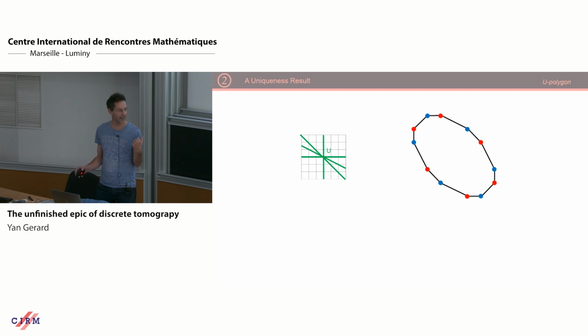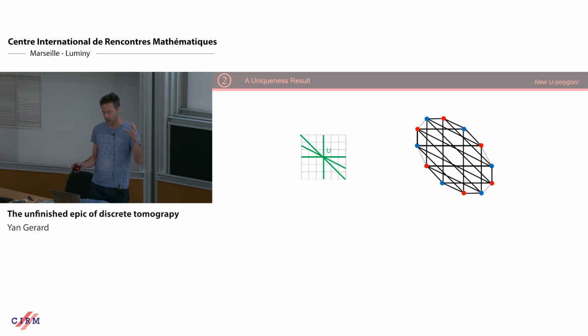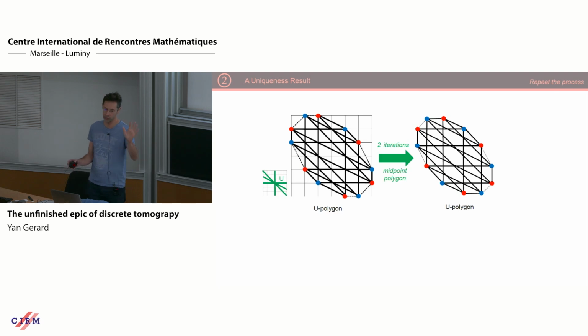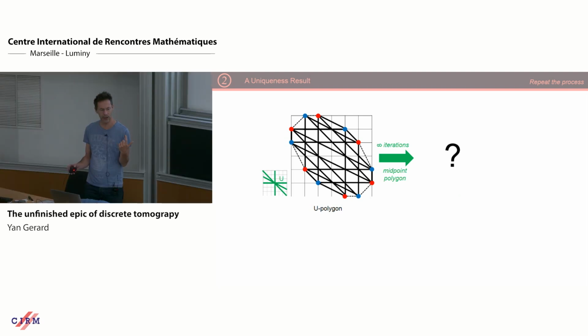When you have a U polygon like this one, what you can do is take the midpoints of the edges, like this. And it gives you a new polygon, and then you can do it again, a second time. When you do this 2 times, you get a new U polygon. It means that when you have a U polygon and you do two iterations of this, take the midpoints and relate them by edges, you have a new U polygon. And then you can think, what happens if I do it again and again and again?